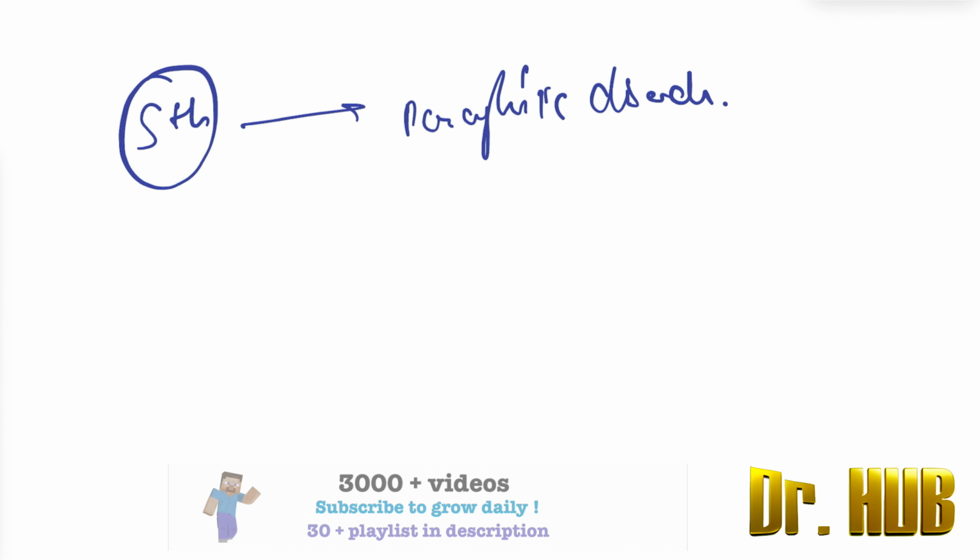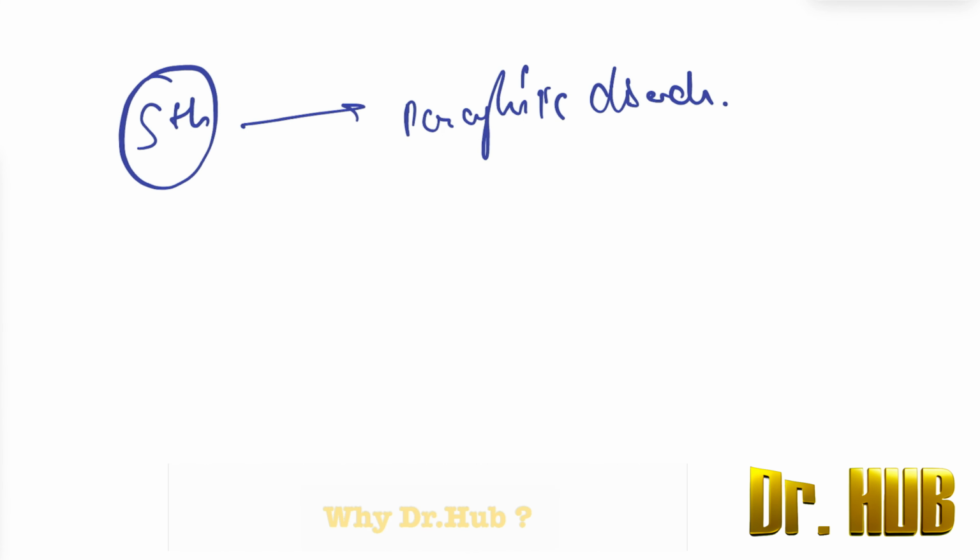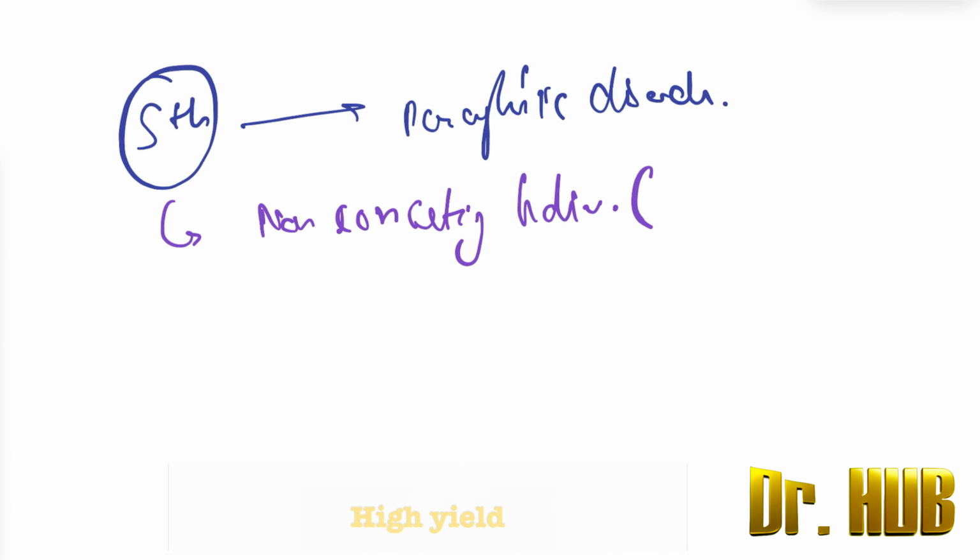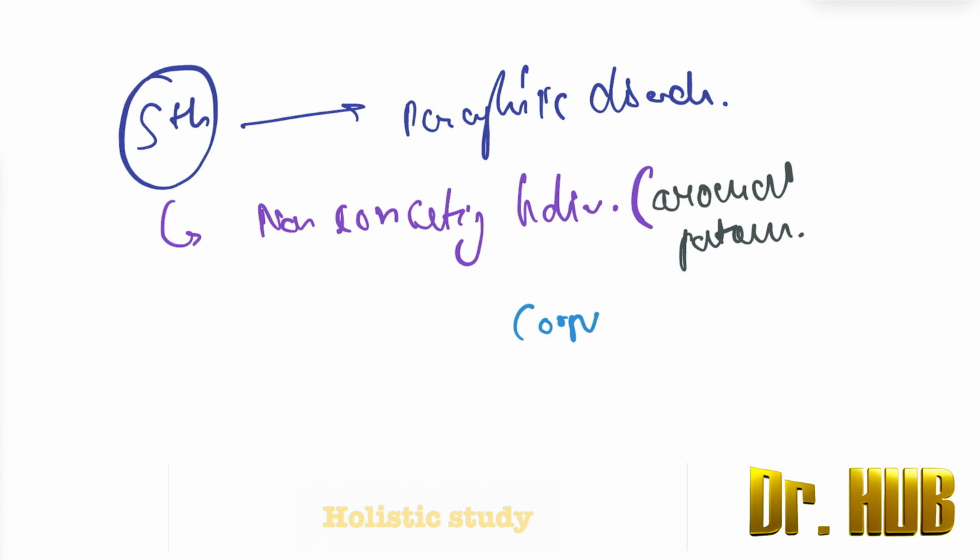And there are 2 other subclasses in addition to this. The first one is the other paraphilic disorders involving non-consenting individuals. So they include arousal patterns that involve corpses or animals.